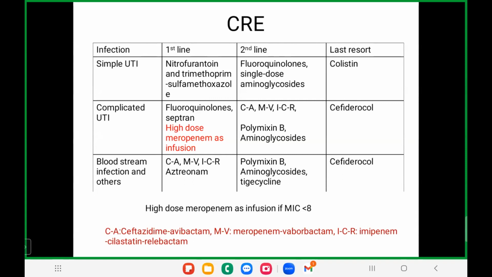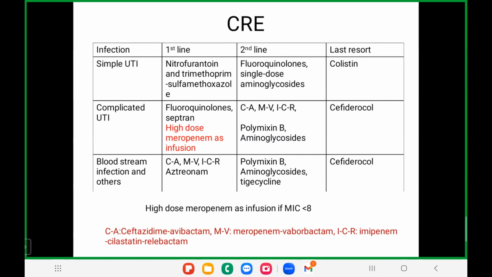In practice, we have seen this improvement. We started on meropenem, the fevers got reduced, and before getting the susceptibility report, we had started on meropenem and we got the response. So if you don't have any other option, you can try high dose meropenem, not a normal dose of meropenem, but you need to give it as an infusion.